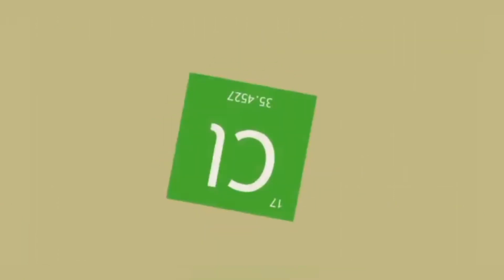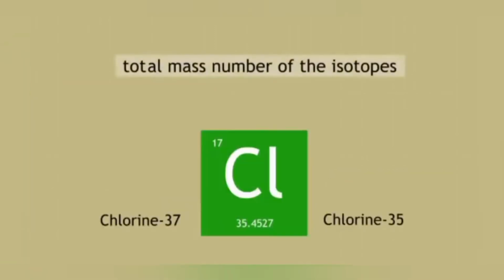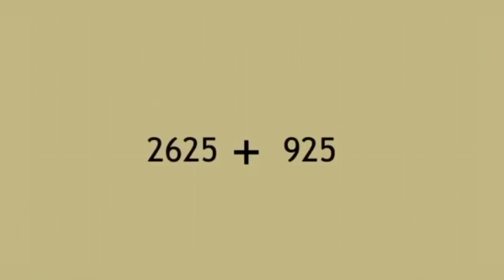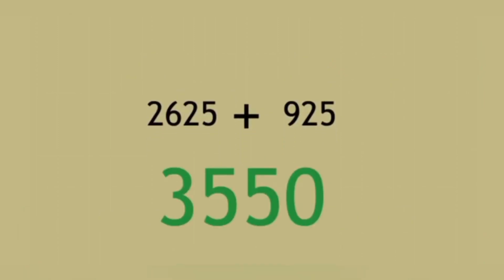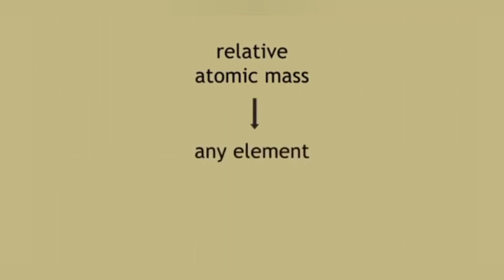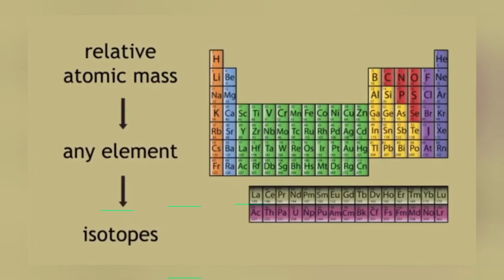In summary, the relative atomic mass is the average weighted mass for the isotopes of a particular element. To calculate this, you need to multiply the relative abundances by the mass number of the isotope, add these products together for each isotope, and then divide the total by 100. And that's how you calculate the relative atomic mass of any element from its isotopes in the periodic table.